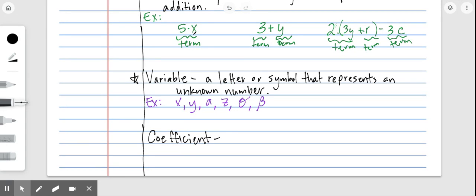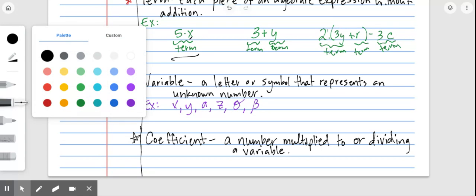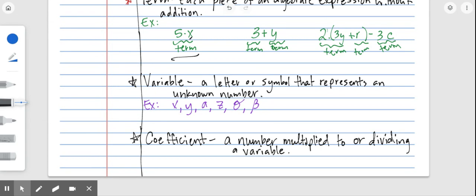Okay, coefficient is a number that's attached to a variable or a number that's multiplied by a variable. So like up here where we had the example 5x, 5 is a coefficient because it's a number multiplied by a variable. Okay, I added to my definition to include division because sometimes your coefficient shows up as division, even if it's still technically kind of multiplication. So again, I'm going to do an example.